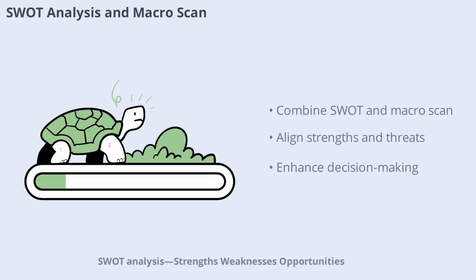SWOT analysis, strengths, weaknesses, opportunities, and threats, works hand in hand with macroenvironmental scanning. By identifying external opportunities and threats, businesses can align their internal strengths and weaknesses for maximum impact. This integrated approach ensures that strategies are grounded in both internal capabilities and external realities, leading to more robust decision-making.